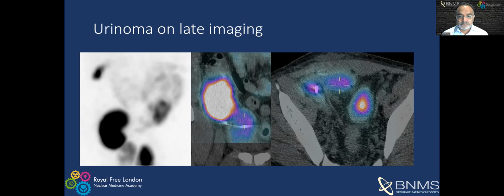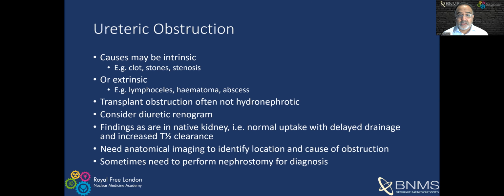Ureteric obstruction is another complication that occurs after transplant surgery. It can be due to intrinsic obstruction from clot, stones, or stenosis, or it can be extrinsic by compression from lymphoceles, hematoma, or abscesses. The transplant obstruction is often not very hydronephrotic, so don't expect the transplant kidney to be very dilated.